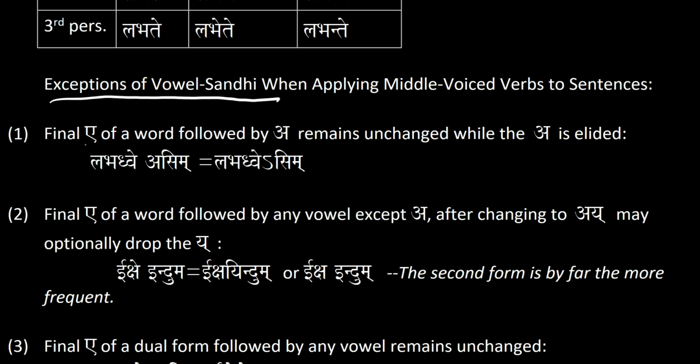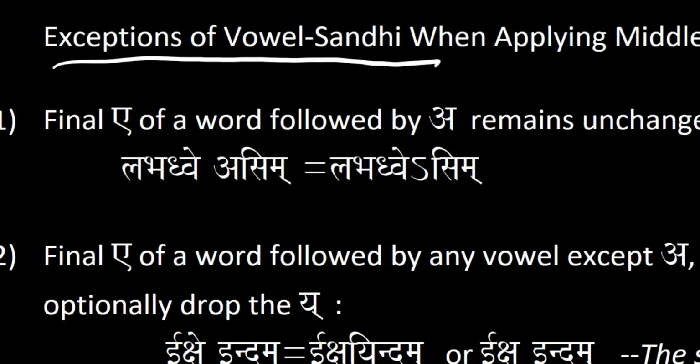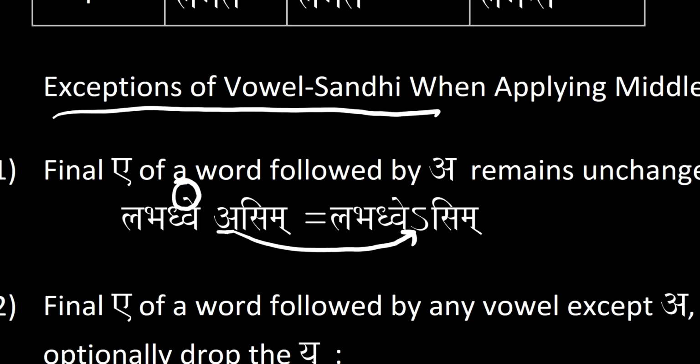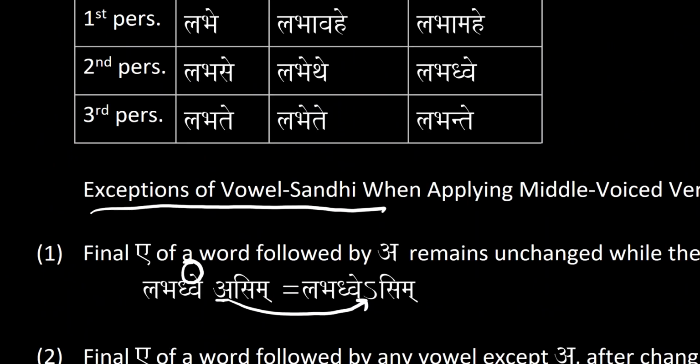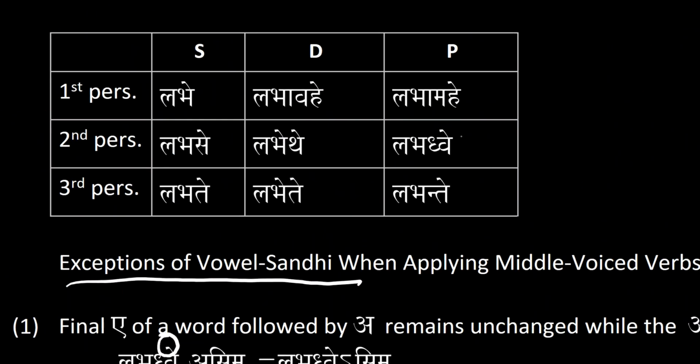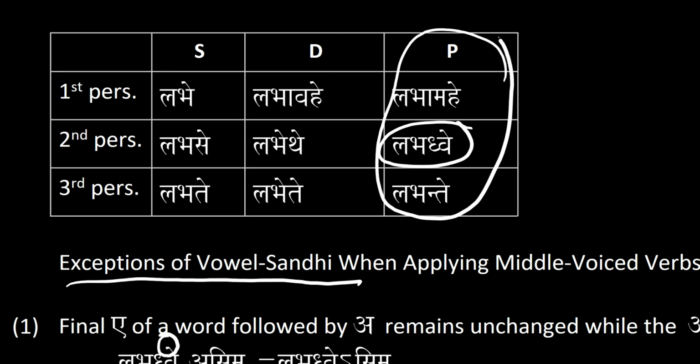So the final a of a word followed by a remains unchanged while the a is elided. We already went over this. So as you can see, labhadhwe asim becomes labhadhwe sim. The reason being is because this a is followed by the a, so this ends up being elided. Notice what number labhadhwe is in. Labhadhwe is second person plural, and this is coming in the plural category, okay?